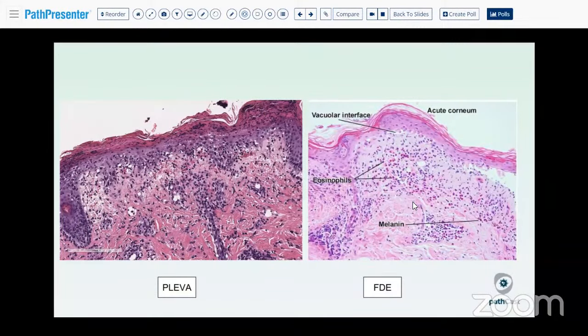PLEVA versus fixed drug, again, both showing that lichenoid, full thickness dyskeratosis, but acute cornified layer here versus parakeratosis, often with neutrophils for PLEVA. And in PLEVA, you actually should not have eosinophils. So extravasated red cells, yes, but not eosinophils. It's really a lymphocytic process, whereas your drug eruption, more polymorphous, eosinophils, sometimes neutrophils as well.